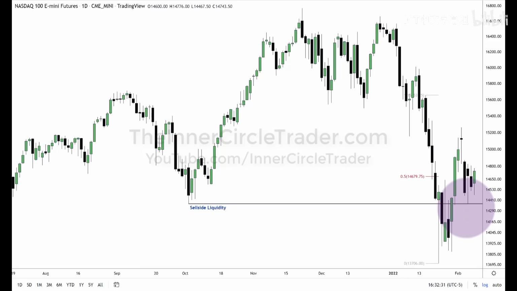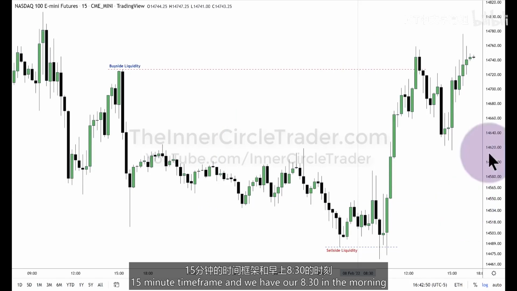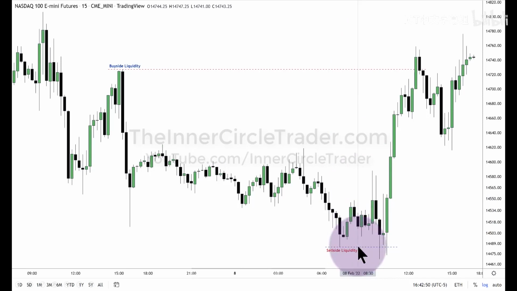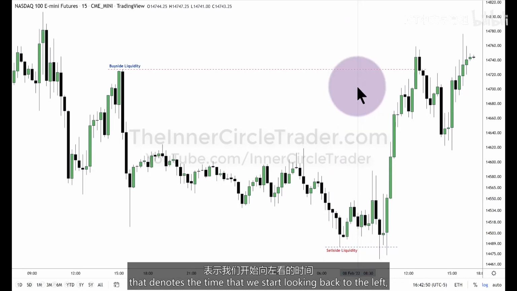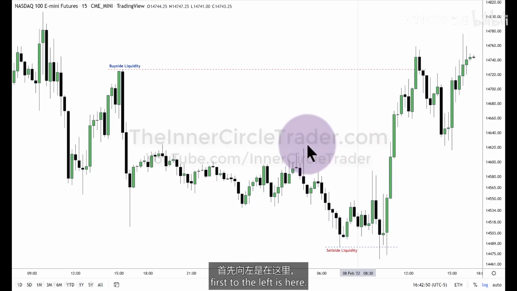So let's go down to a lower time frame. All right, so we have the 15-minute time frame, and we have our 8:30 in the morning crosshairs here. Crosshairs are the vertical line that denotes the time that we start looking back to the left. Okay, right here, go to the left. We see here, this is our first low, so we mark that. And right in here, first to the left is here.